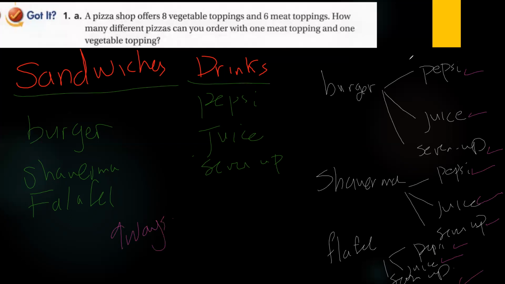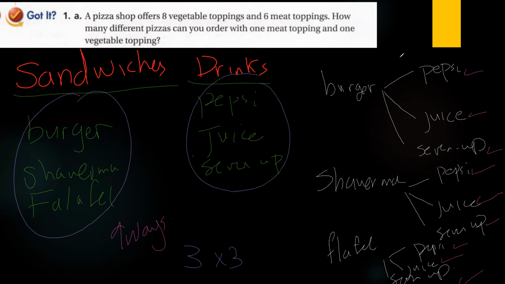Nine ways. So that was one of the choices, by using the tree diagram. And the second way to find how many different ways to choose one sandwich with one drink: you have to say how many ways for the sandwich, you have three. How many ways for the Pepsi, you have three. Multiplying them, you will get the same number.